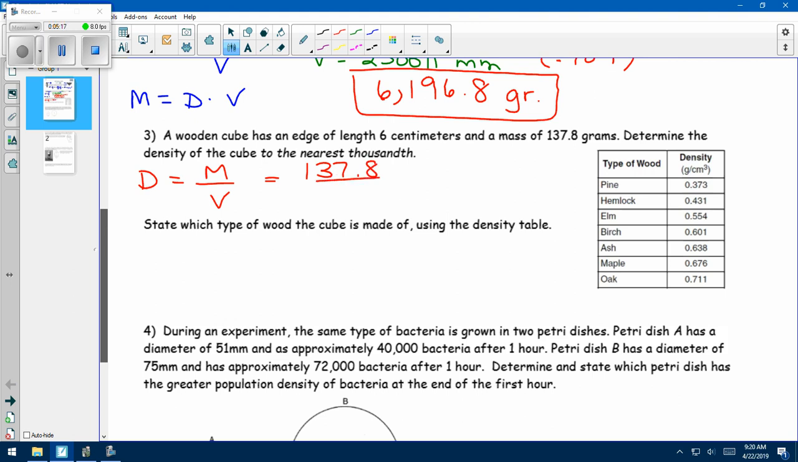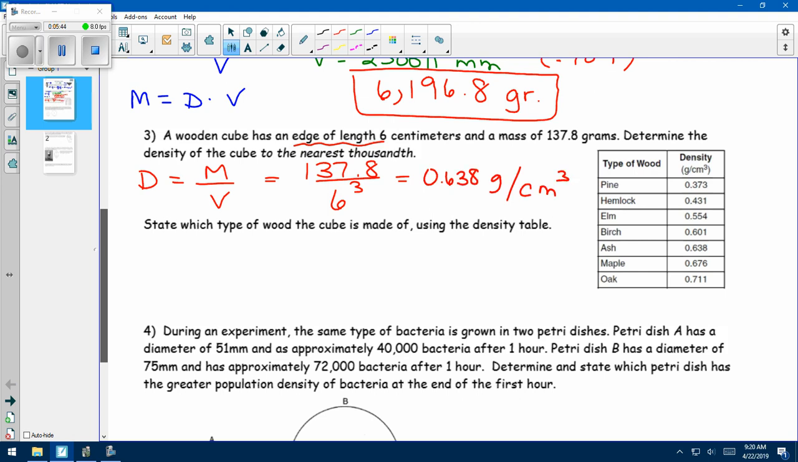And the cube has an edge length of 6. So based on the edge length of 6, the volume of the cube would be 6 cubed, which would be 216. So you can either type in 6 cubed on the calculator as is, or you can type in 216 if you know its value there. So the density that I'm getting is 0.638. Okay, and this would be grams per cubic centimeter.